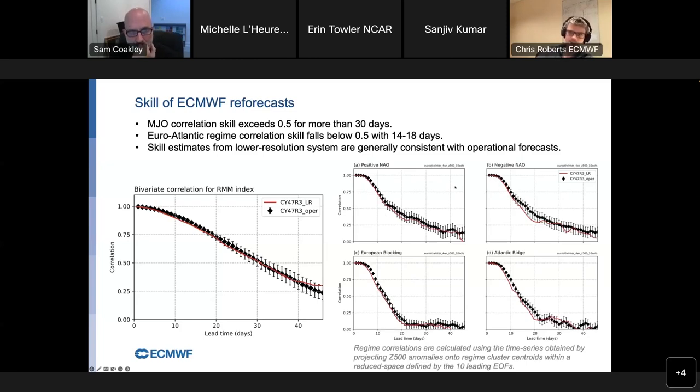This is a similar plot showing the skill in the different regimes. Obviously there's far less skill, so correlation skill falls below 0.5 within 14 to 18 days. Again, the low resolution system is generally consistent with our operational system, although here it's much easier to see that during the first week or two, the higher resolution system is better. So at NWP and medium range timescales, higher resolution is demonstrably worth it. But at the extended range, weeks 2 to 6, it's less so. It's not as obvious that you have as much to gain compared with how you would spend your resources on larger ensemble sizes or more frequent forecasts.